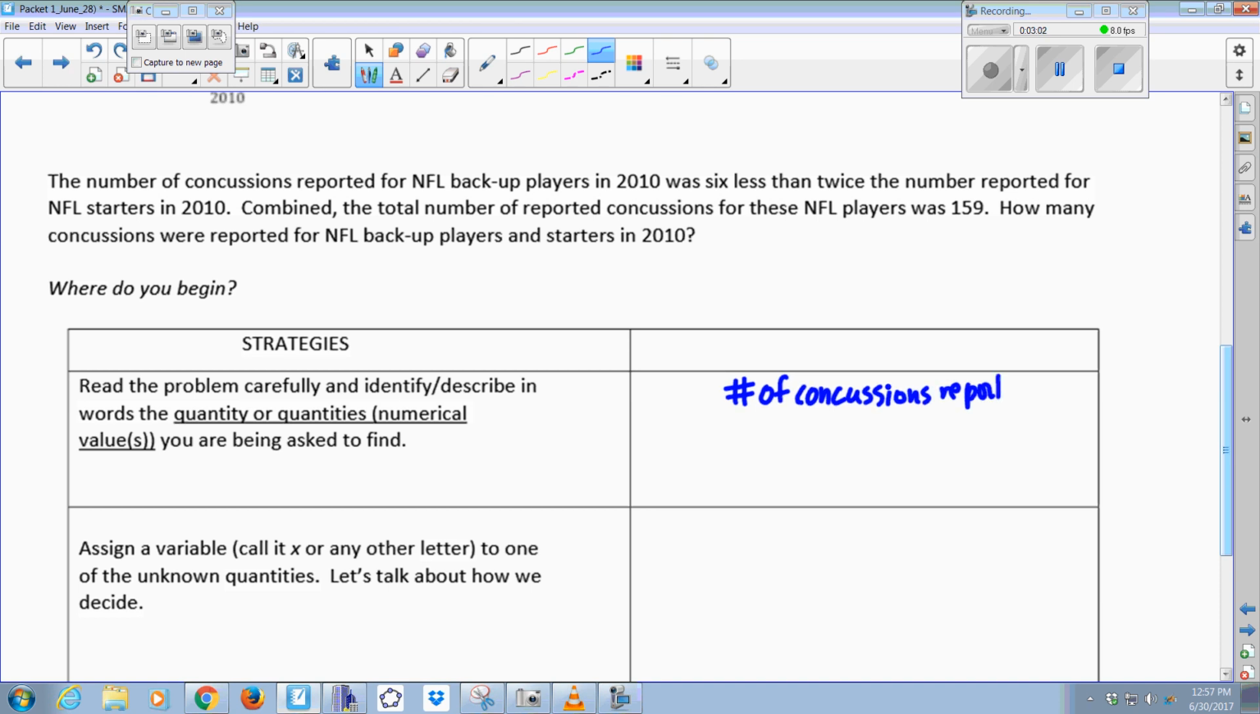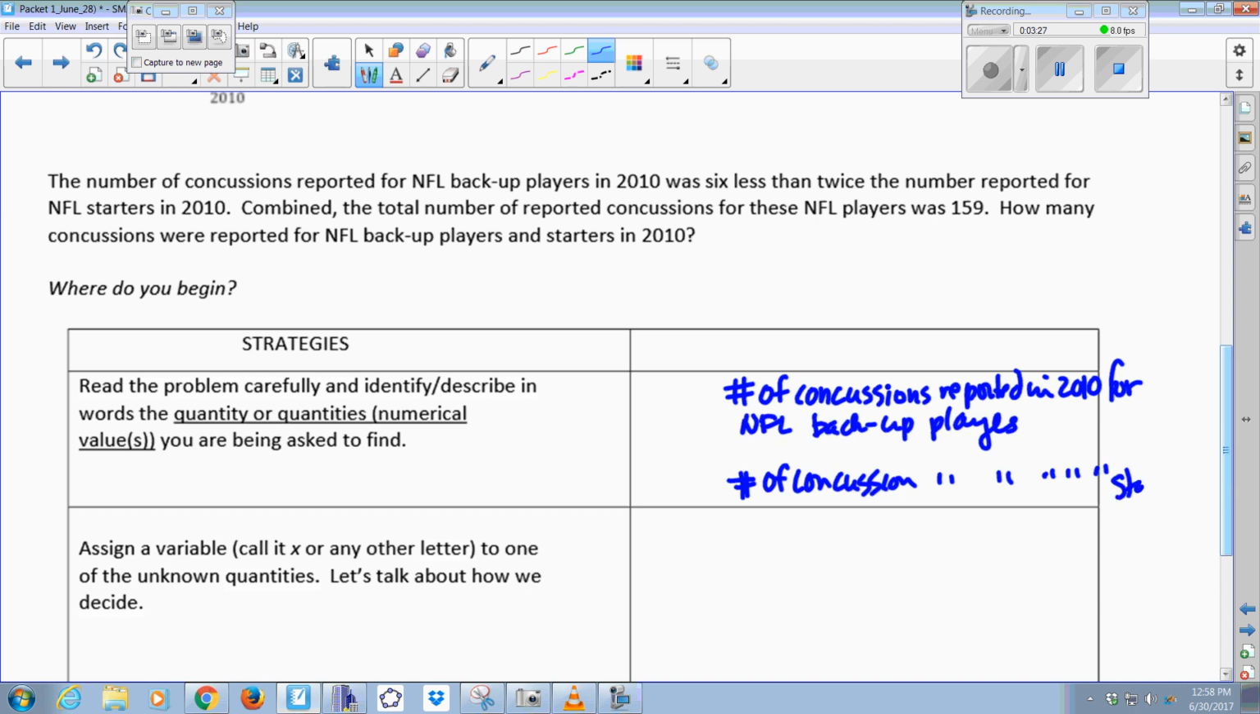reported in 2010 for NFL backup players. That's one of the things I'm asked to find. The other thing I'm asked to find is the number of concussions reported in 2010 for NFL starters. Sometimes you can get a little more efficient with the little quotes here. Okay.